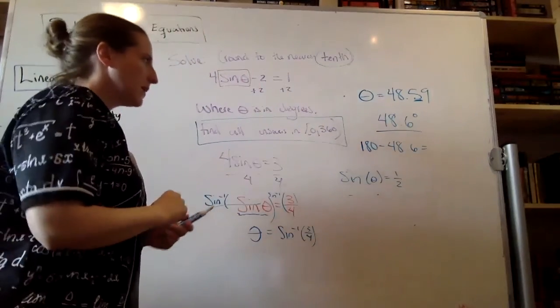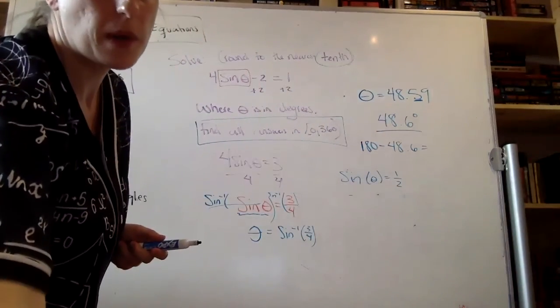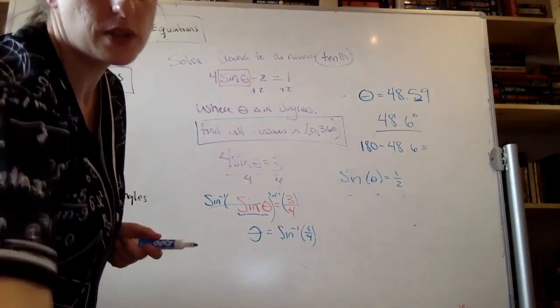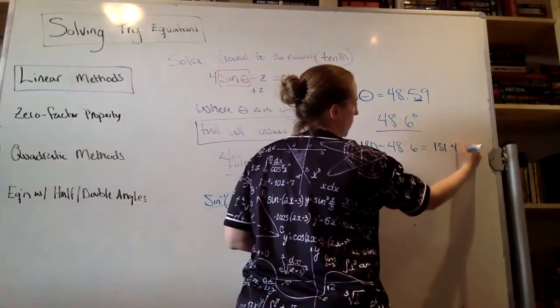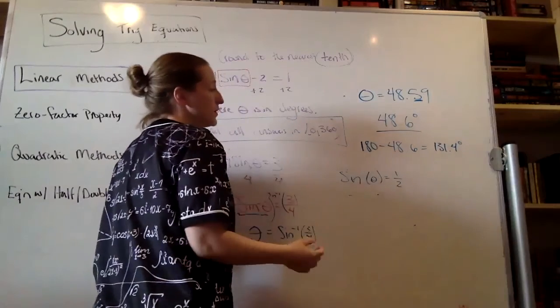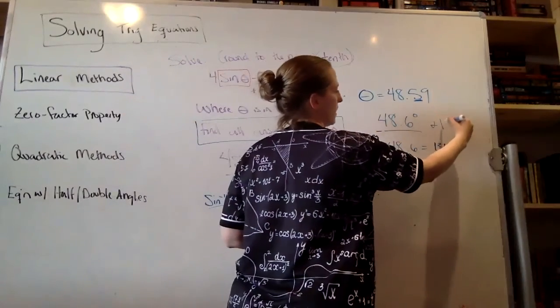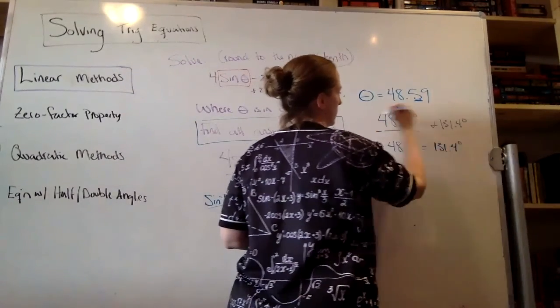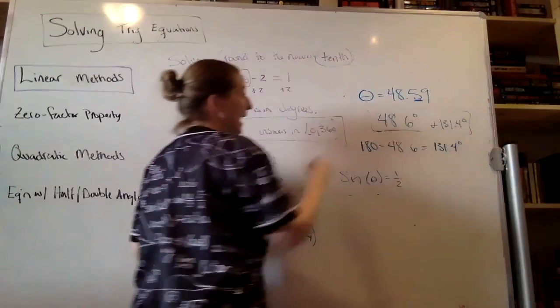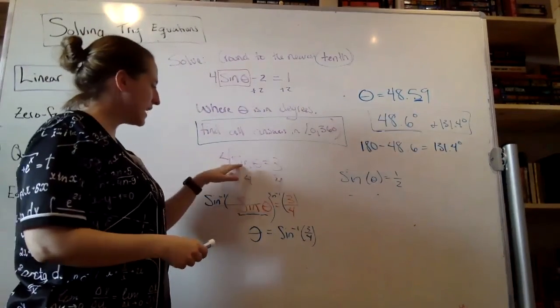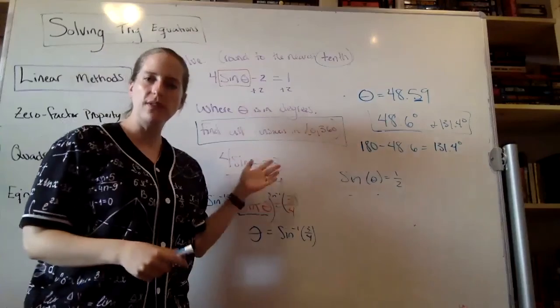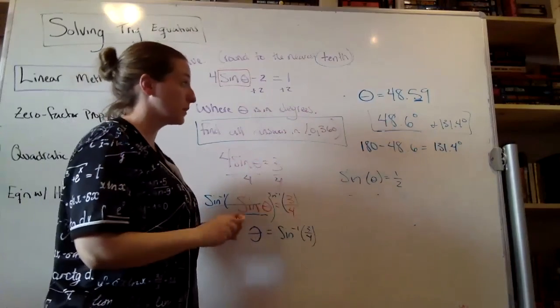180 minus 48.6 is something point 4, but you know what? I'm going to use a calculator to do that. So that's 131.4 degrees. So we have two answers, 48.6 and 131.4 degrees. Those two angles between 0 and 360 will give us sine of theta equals 3/4, or fairly close to that, because remember we did do some rounding in this problem.